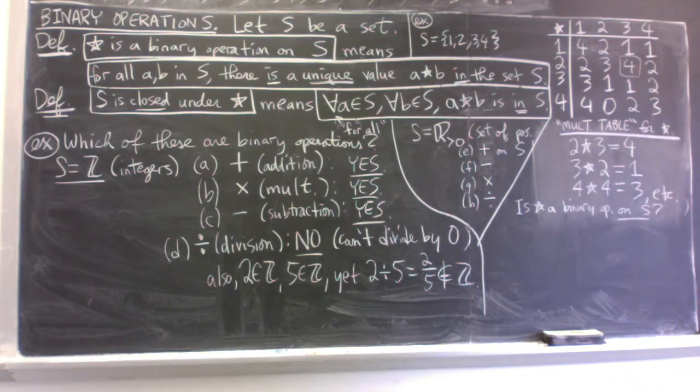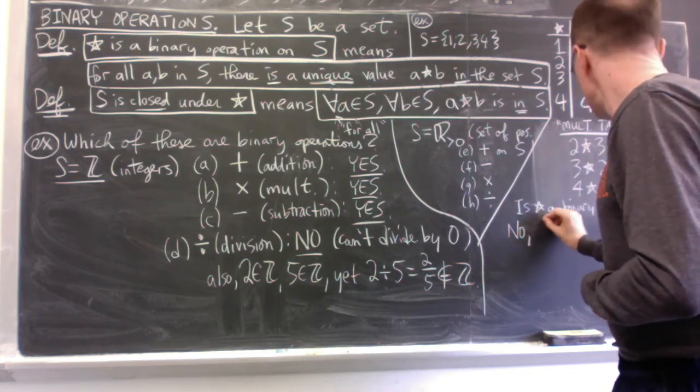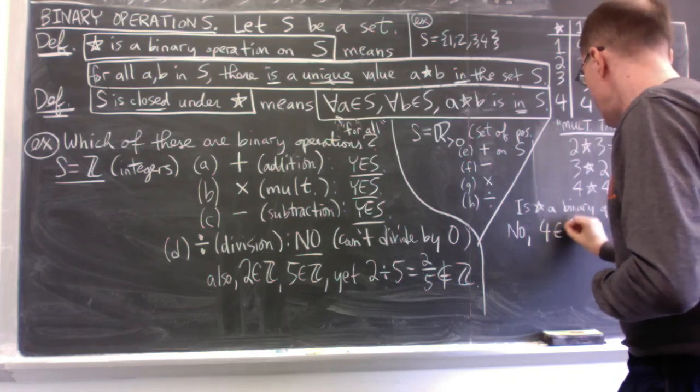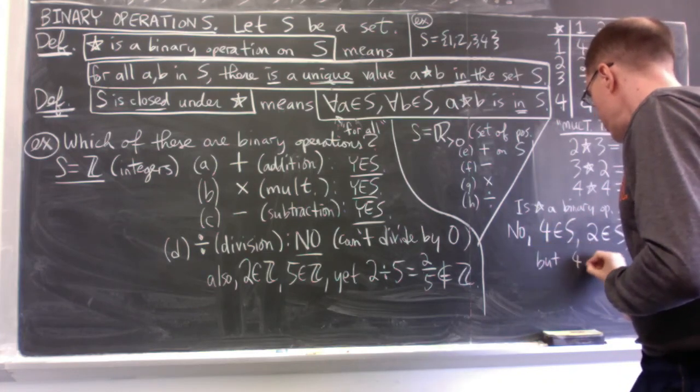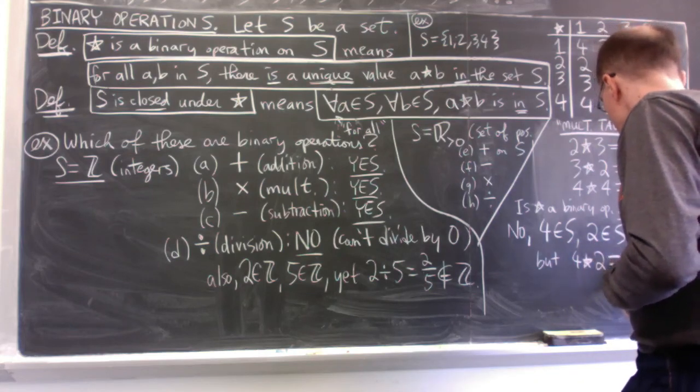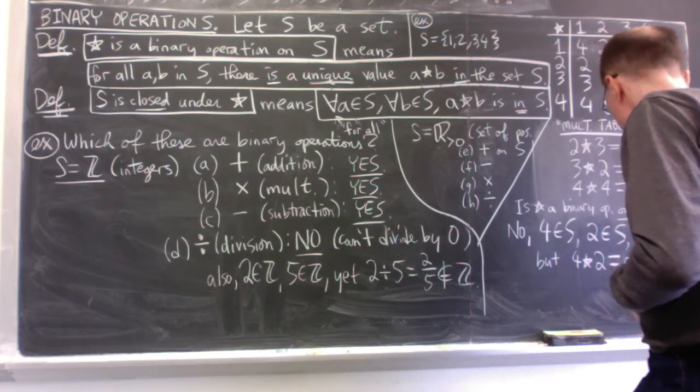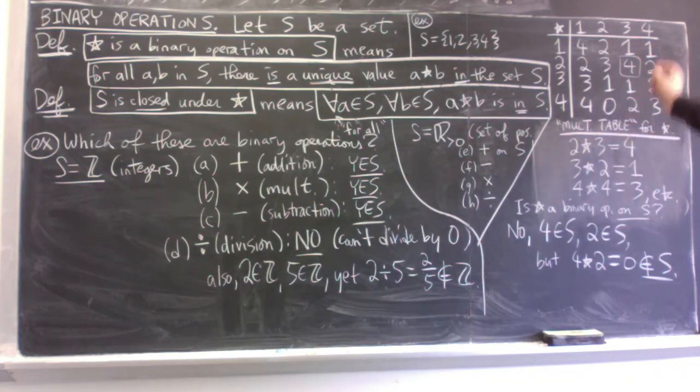And actually it isn't. Why not? You probably noticed that there's a 0 right here. So everything works. For every input A and B, you get exactly one thing coming out based on the table. But in this one case, the thing that came out was not in the set. So 4 is in the set, 2 is in the set, but 4 star 2 is 0, which is not in the set. So closure failed.